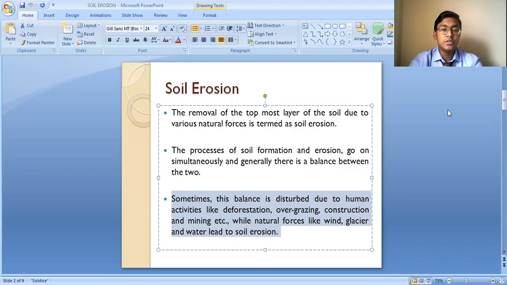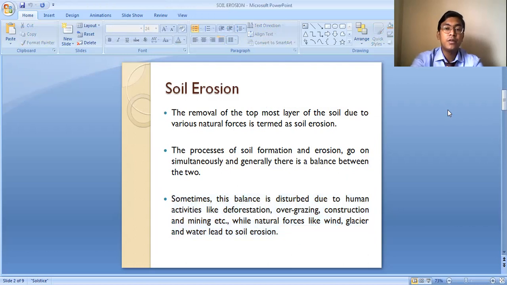So this is how different human activities and natural forces cause an imbalance between the process of soil formation and soil erosion, and it ultimately leads to the depletion of the soil cover. So this is the basic understanding about soil erosion.